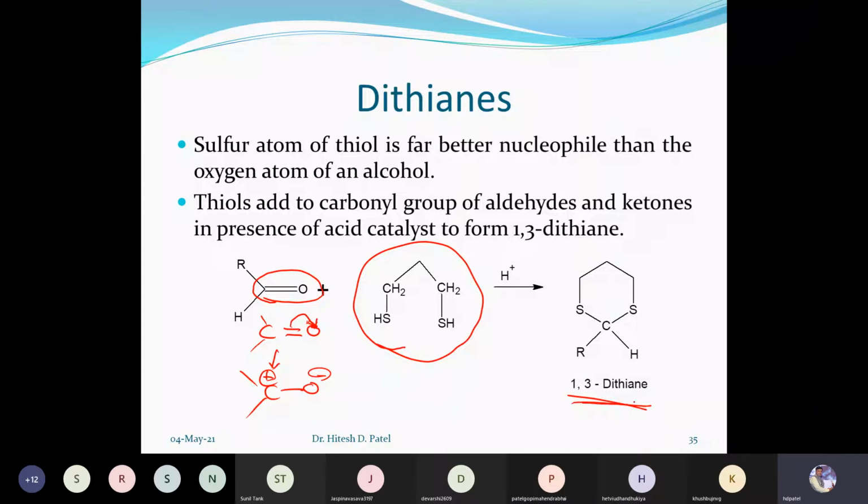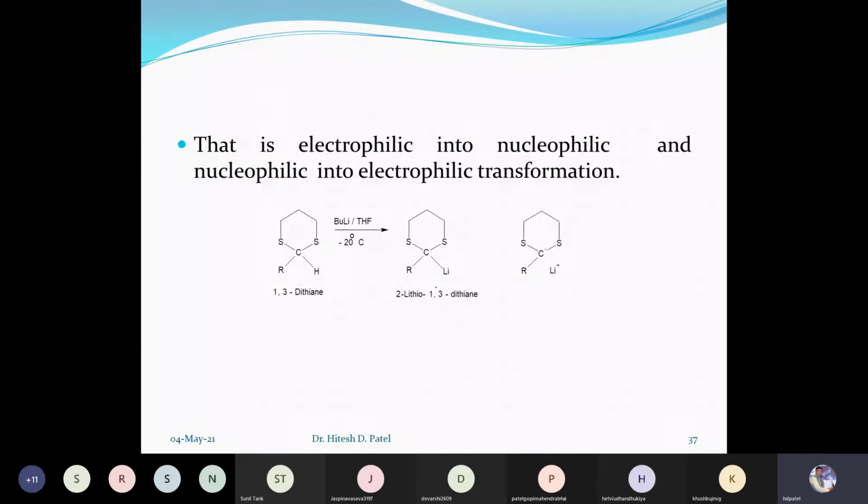If you treat this 1,3-dithiane further with butyl lithium, replacement of this hydrogen will take place by Li, and as a result we will get 2-lithium-1,3-dithiane. Now in 2-lithium-1,3-dithiane, as we know, lithium is highly electropositive, so lithium has a tendency to donate electrons, and as a result this center carbon becomes negative.